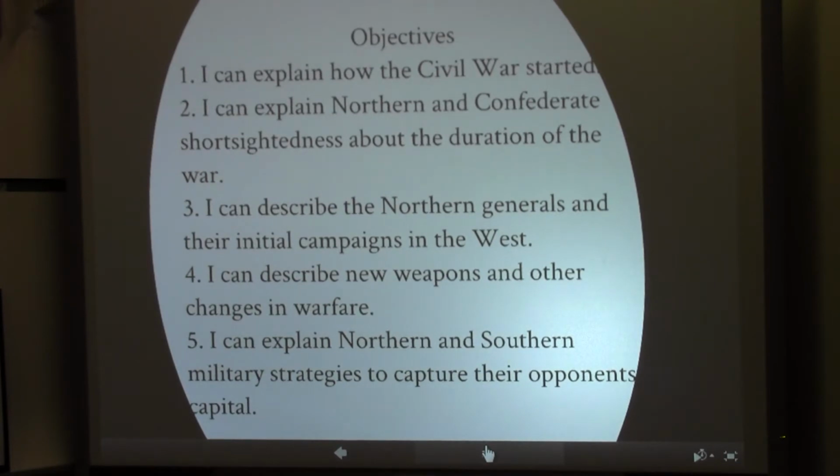1, I can explain how the Civil War started. 2, I can explain Northern and Confederate short-sightedness about the duration of the war. 3, I can describe the Northern generals and their initial campaigns in the West. 4, I can describe new weapons and other changes in warfare. And 5, I can explain Northern and Southern military strategies to capture their opponent's capital.